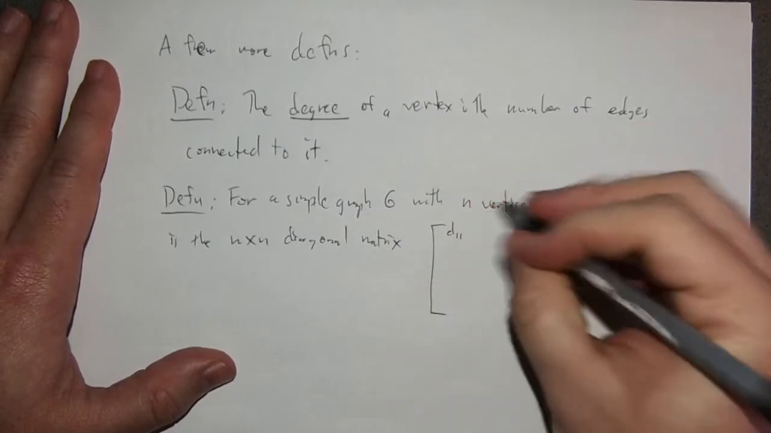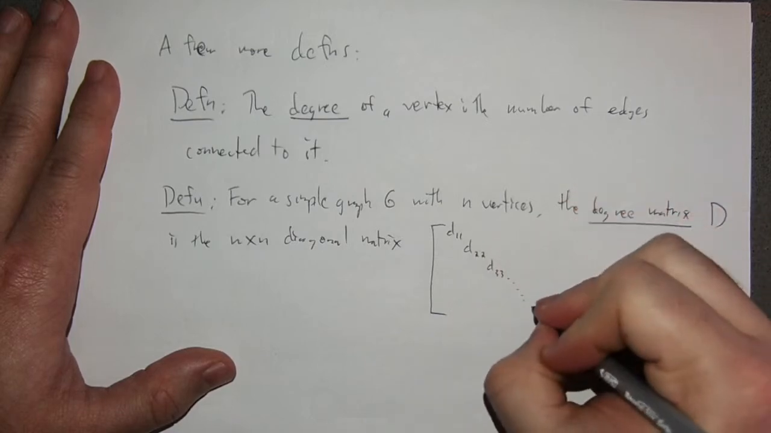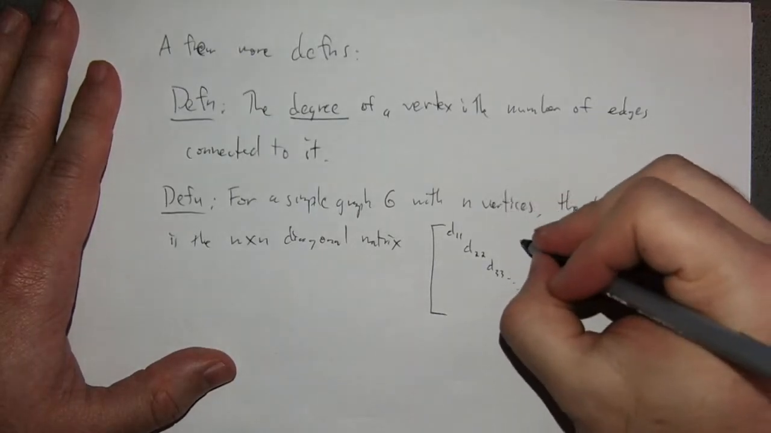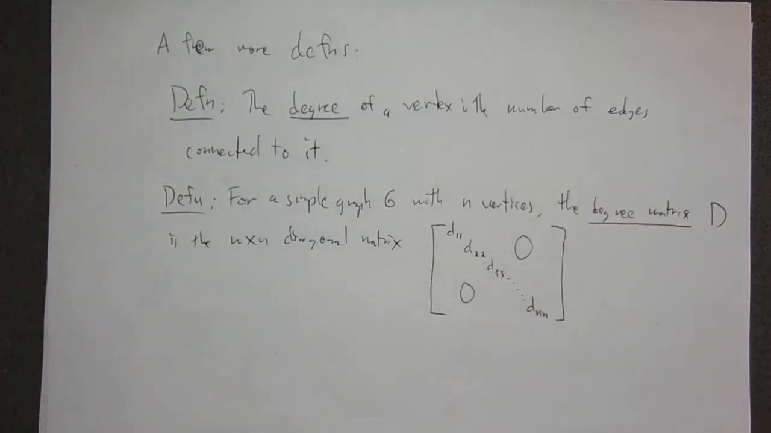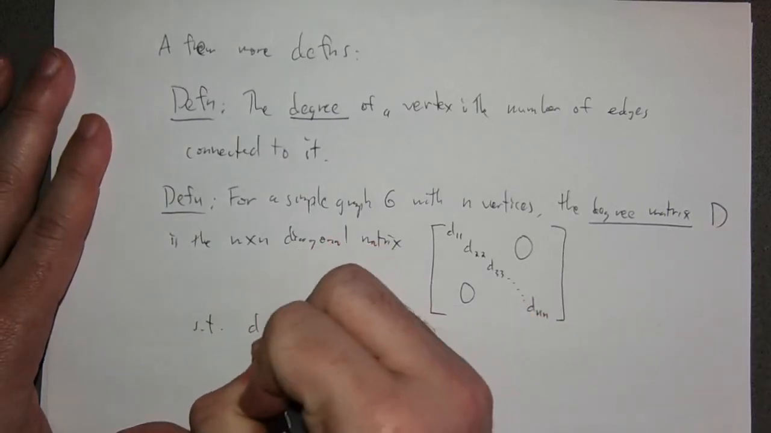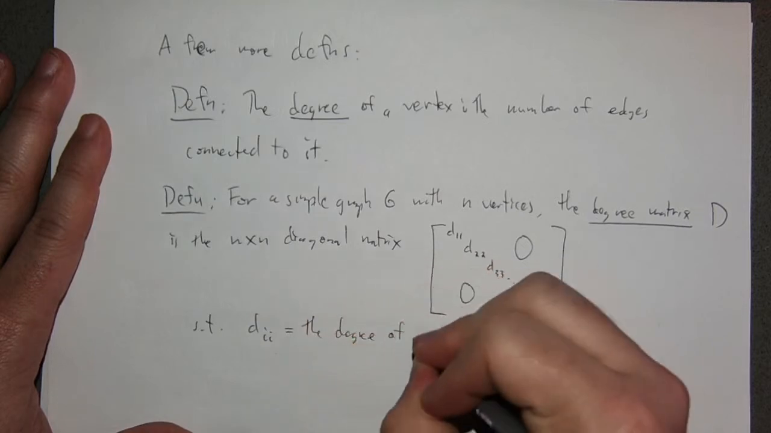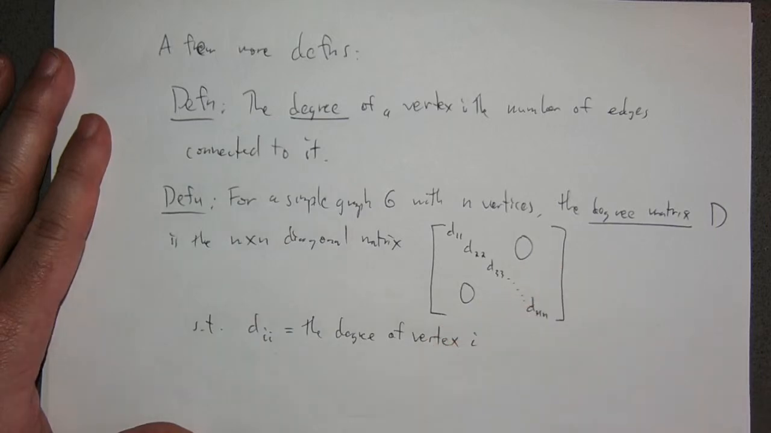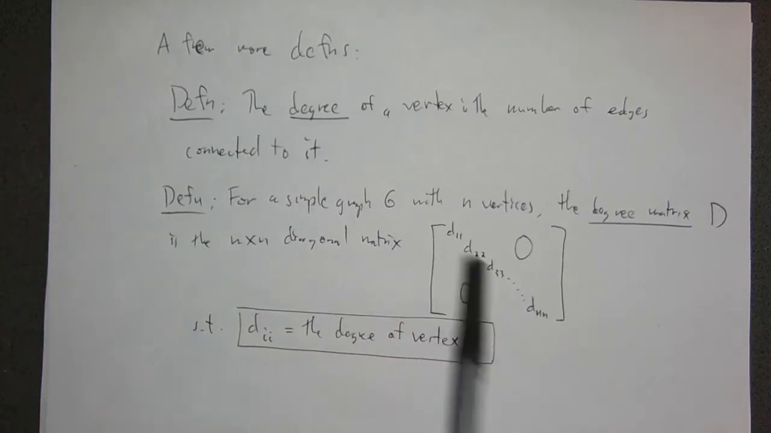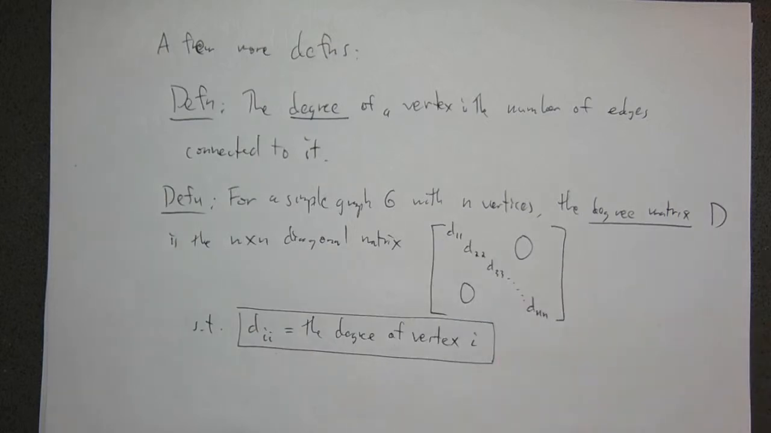So this is D sub 1,1, D sub 2,2, D sub 3,3, all the way to D sub n,n. And all the off-diagonal entries are 0. Okay, such that D sub i equals the degree of vertex i. So it's just a diagonal matrix you get where you've put the degrees of each of the vertices arranged in this way on the diagonal of this matrix.